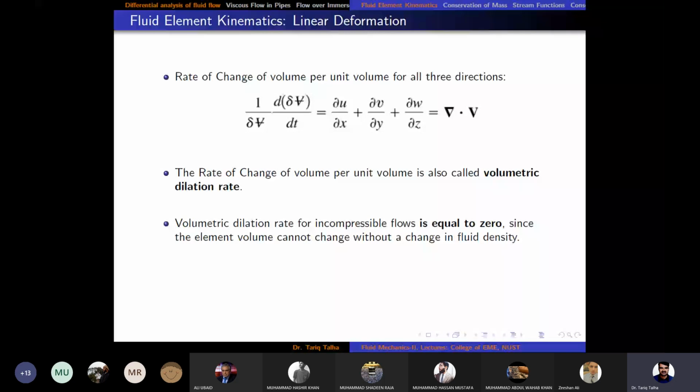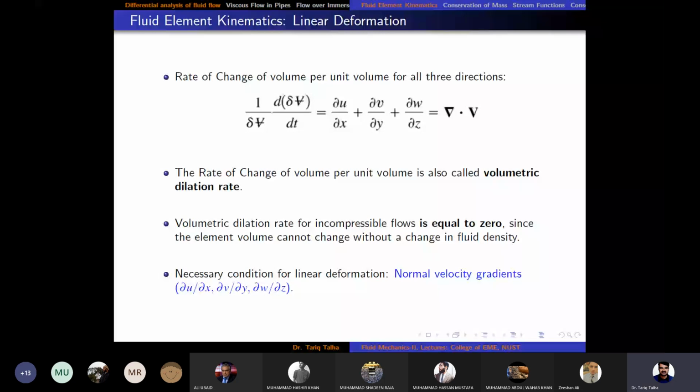So it means that if the density cannot change, then the volume cannot also change because the total mass would remain the same. Mass is the product of volume into density. So if the density is not changing, volume cannot change. So for the liquid, we usually say that volumetric dilation rate is equal to zero. But for the gases, because they are compressible, we have non-zero volumetric dilation.